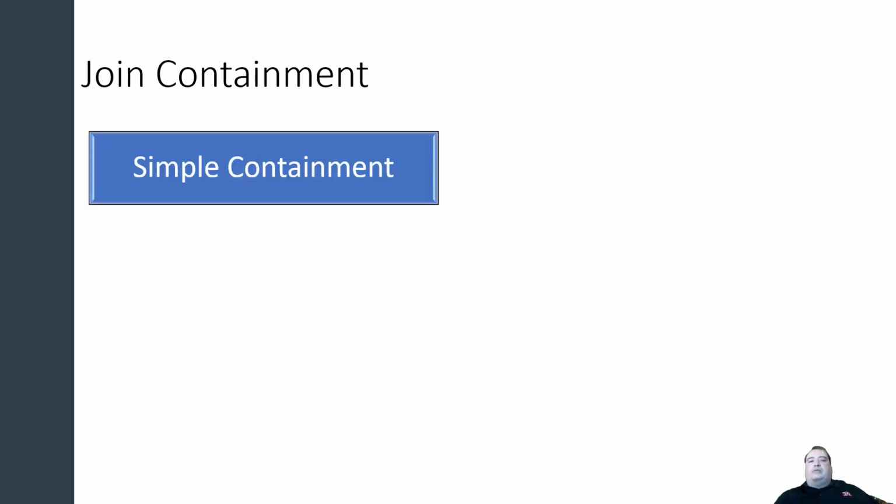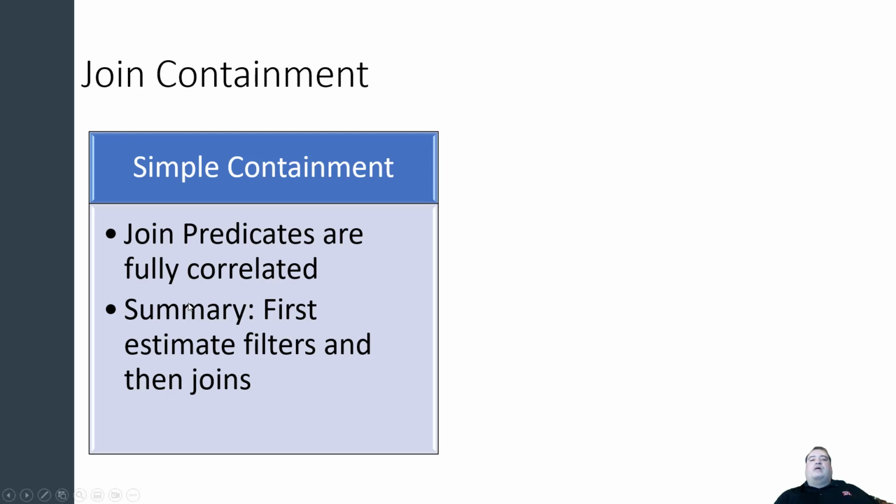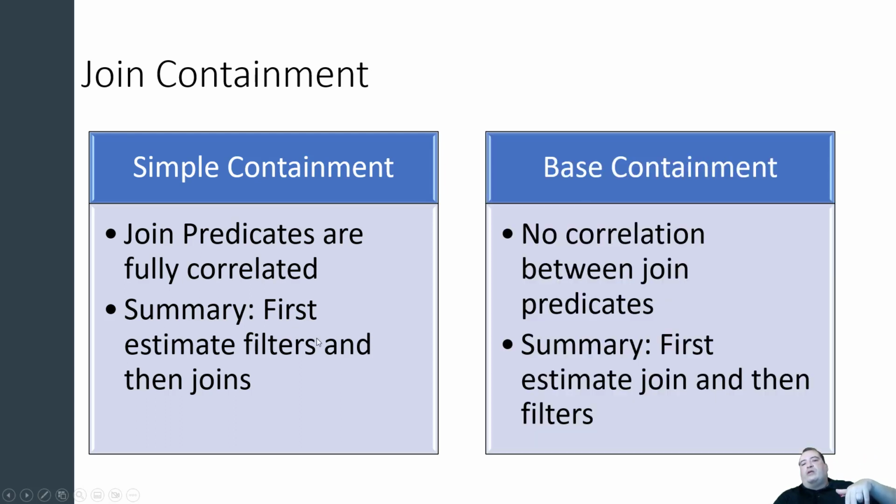About joint containment, simple containment, about the correlation between join and predicates. Trying to summarize what this means: will the processing be first of the filters and then process the joins? Or no correlation between join and predicates? Join and predicates are correlated, or there is no correlation? First, we will estimate joins and then estimate filters. What goes first? The filters go first or the join goes first? This is called joint containment.